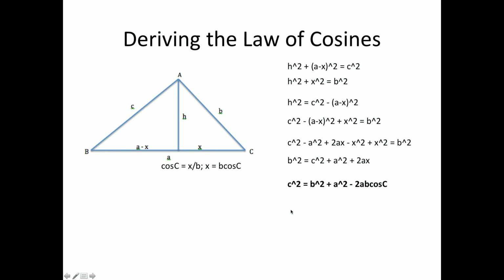So the final law of cosines, all derived out, is c squared equals b squared plus a squared minus 2ab cosine C. And that is our final formula.